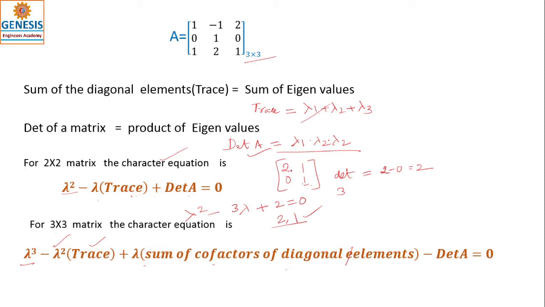Cofactors of the diagonal elements. So for a 3 by 3 matrix, the characteristic equation is lambda cube minus lambda square into the sum of the diagonal elements, which we call the trace, plus lambda into the sum of the cofactors of the diagonal elements. You have to find the cofactors and add them up to get this coefficient of lambda. So lambda cube minus lambda square trace, plus lambda sum of the cofactors of diagonal elements, minus determinant A.